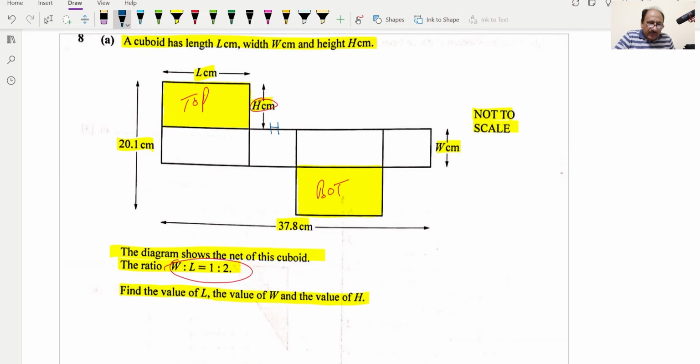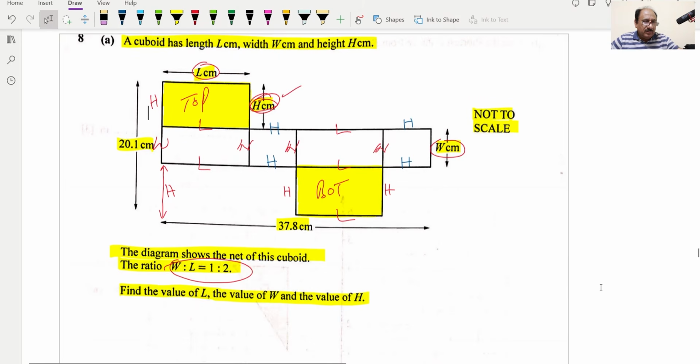This is basically H. If this is H, this will also be H, and this one will also be H, and this is also H. Now if this side is L, this one is L, this will be L side, this is L, this is L. Now W is this one, so this will be W, this will be W, this will be W, and this will also be W. And this height is also H, because this side is H. So this is H, this is H, so this will also be H. And if this side is H, this side will also be H. So we have identified basically the sides.